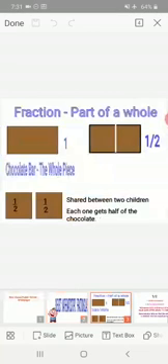If I have to distribute this chocolate among two students, I will make two equal parts of this, and each part is called half. That means we can say it is 1/2. If you share this between two students, each one will get half of the chocolate.